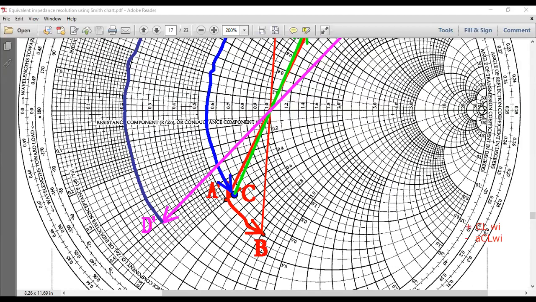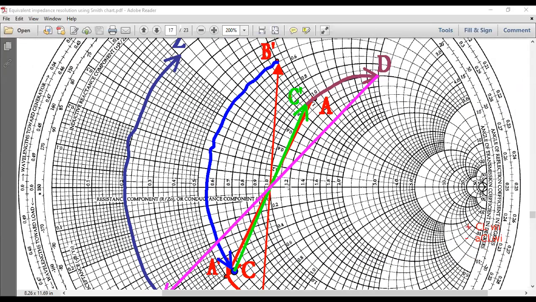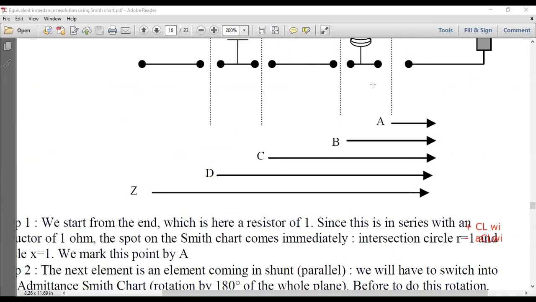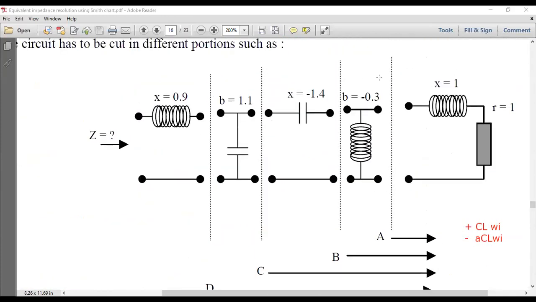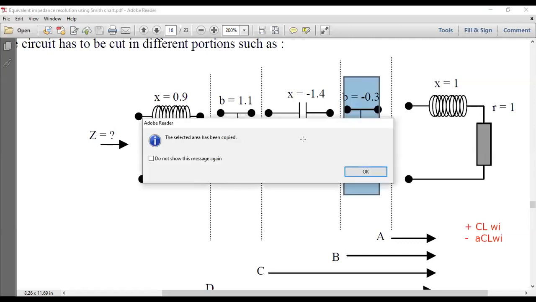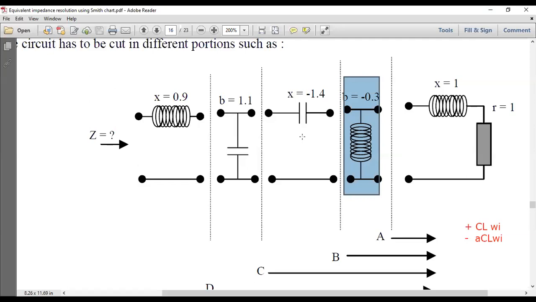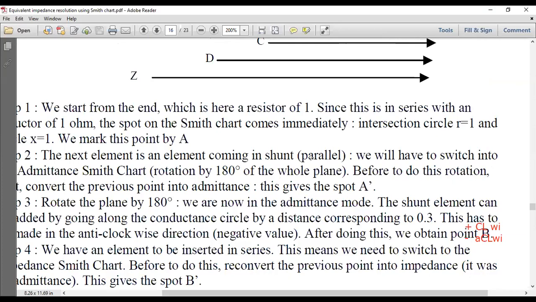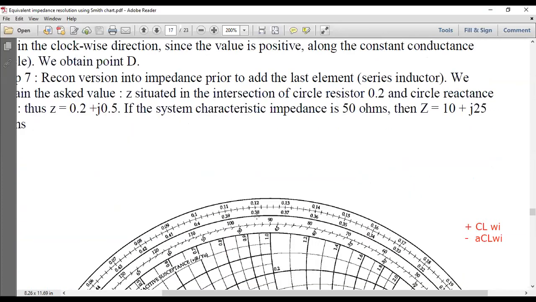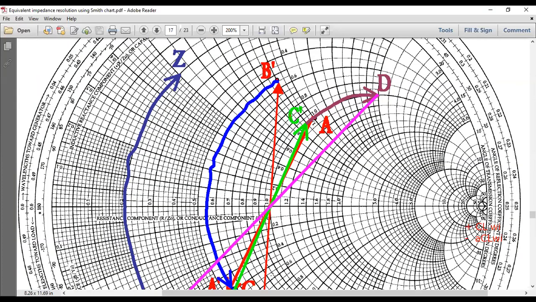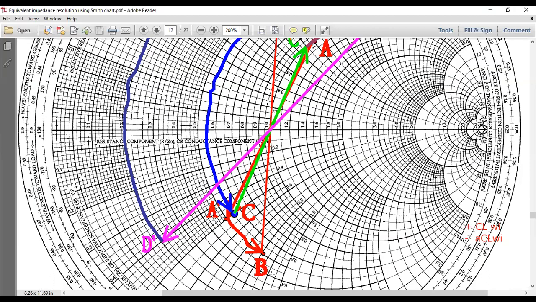This is B. Now till what point did we come? We came till the second point, till here. Now we have to go for the third point. The third point is in series. Now we are in parallel, which means we are in admittance, and now we have to go in series. So again convert this B to B dash. Why? Because this is in admittance, and now we have to convert it to impedance.